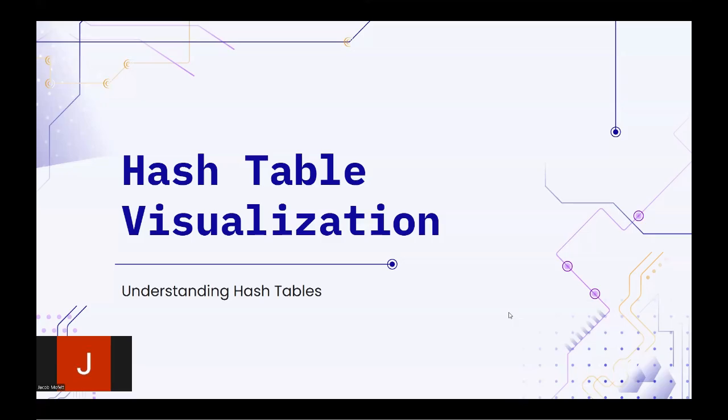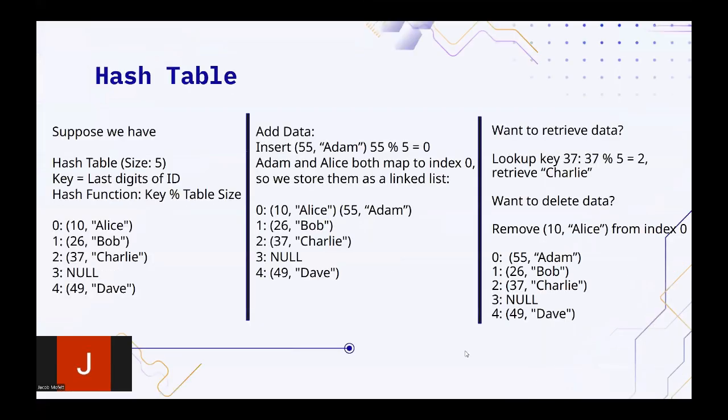How's it going? I'm going to help you visualize a hash table here. Suppose we have a hash table of size 5, and the key is the last digits of the ID of these people. Our very simple hash function today can be key mod table size. We have some different things that we can do to manipulate this data. We can insert Adam right there, which goes to index 0 with Alice, and we can store these two as a linked list since there is a collision there.